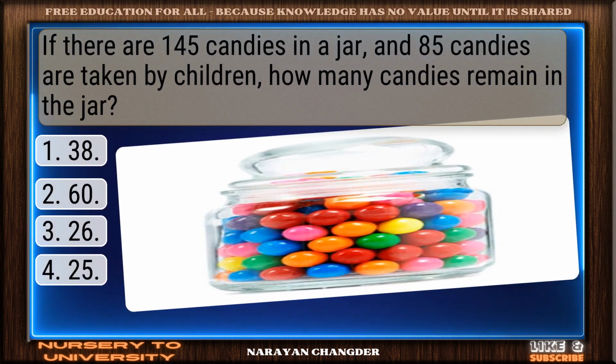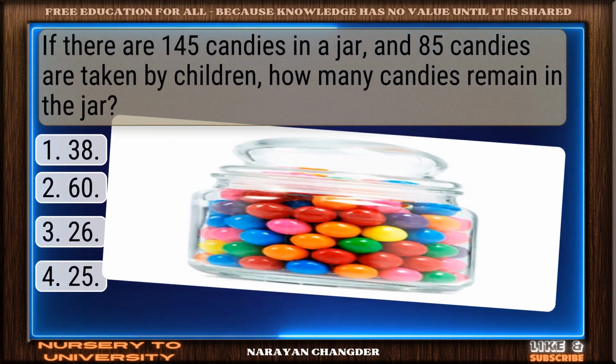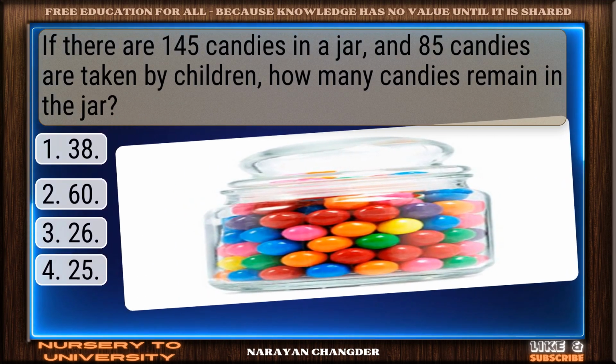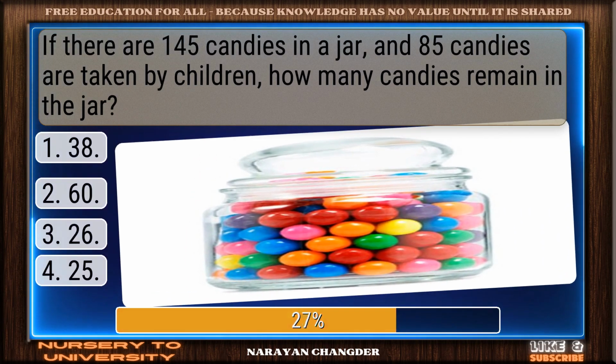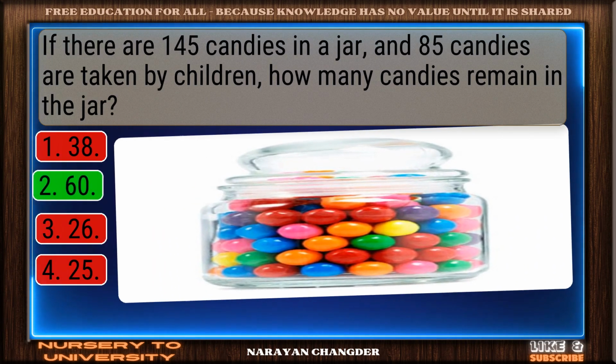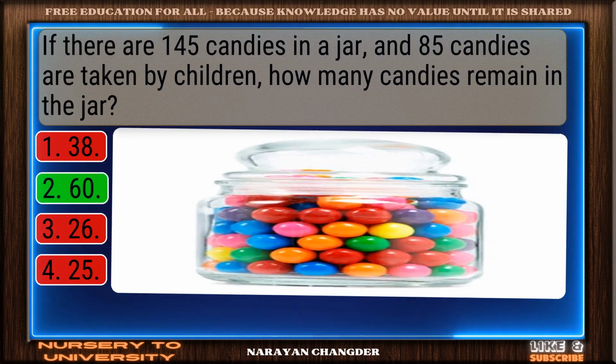If there are 145 candies in a jar and 85 candies are taken by children, how many candies remain in the jar? Strong choice. 60 is the right answer.